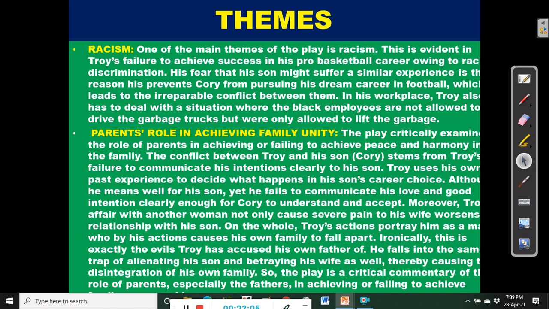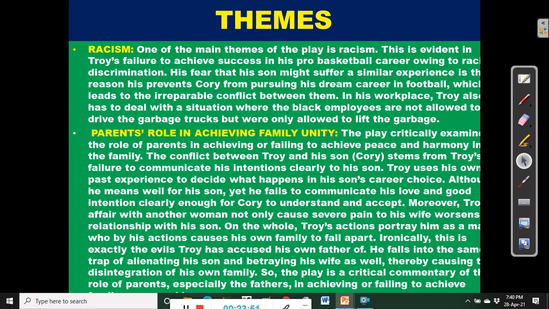Moreover, Troy's affair with another woman not only causes severe pain to his wife, but worsens his relationship with his son as well. On the whole, Troy's actions portray him as a man who by his actions causes his own family to fall apart. Ironically, this is exactly the evils Troy has accused his own father of. He falls into the same trap of alienating his son and betraying his wife as well, thereby causing the disintegration of his own family. So the play is a critical commentary on the role of parents, especially the fathers, in achieving or failing to achieve family unity.